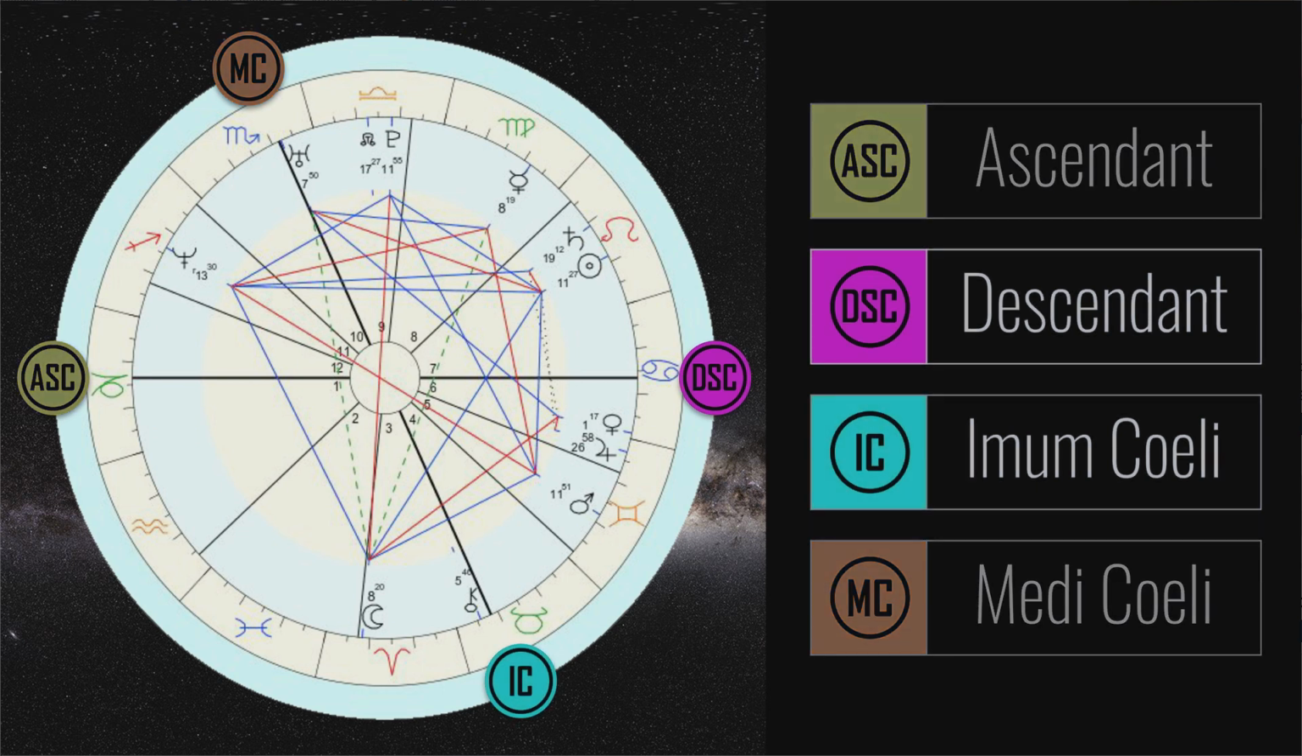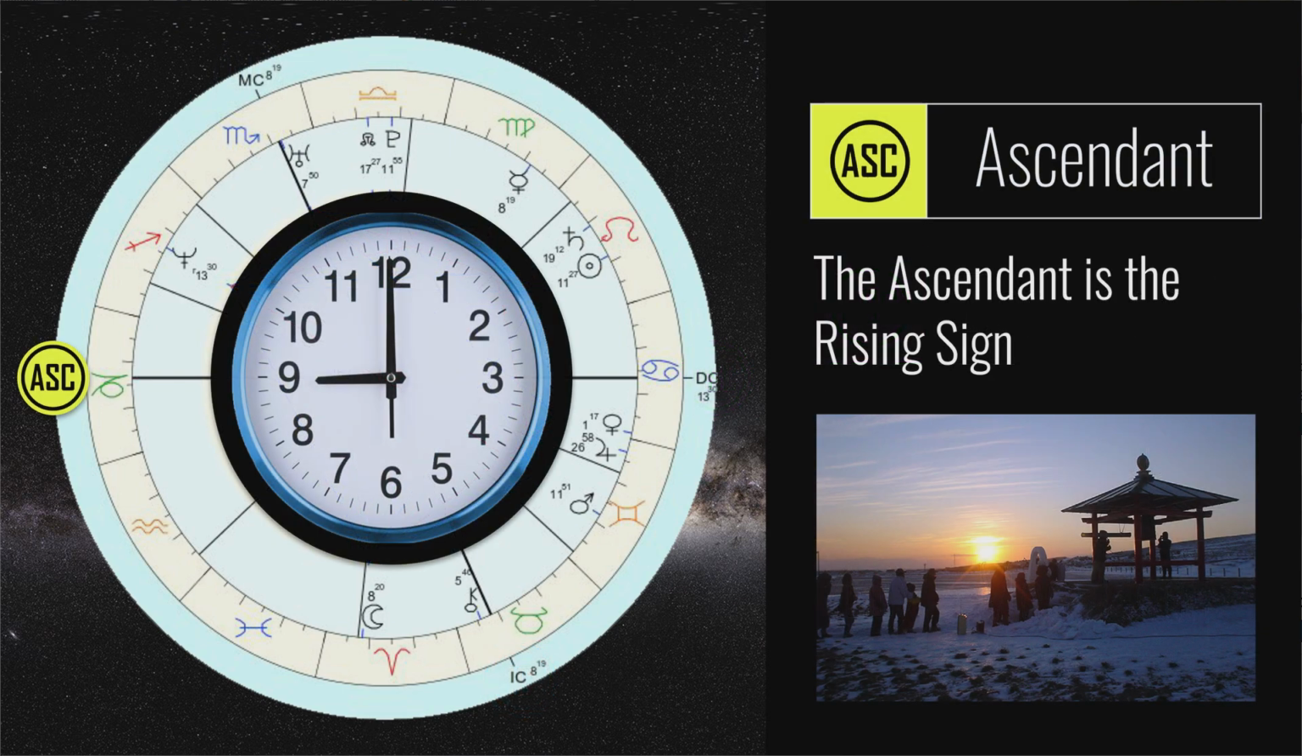The IC and the DC, or the Nadir and the Descendant, are a little more below the surface, perhaps. This is going to be more part of your private life, and talking about how other people have affected you and how you bring yourself into the world. So the Ascendant, I found, really pertains to people's first impression of you, how people perceive you.